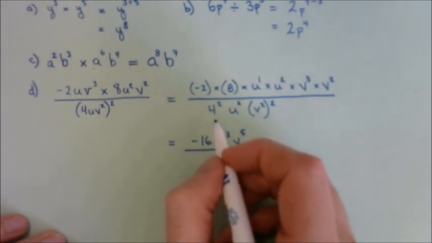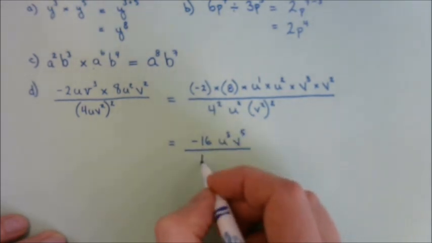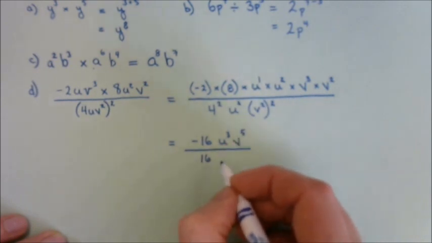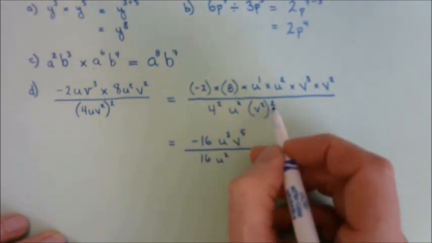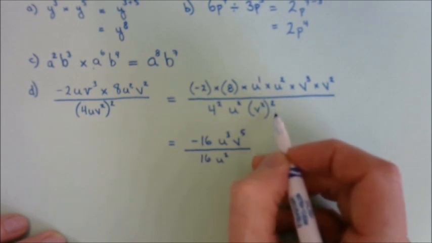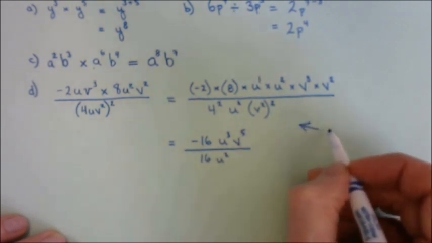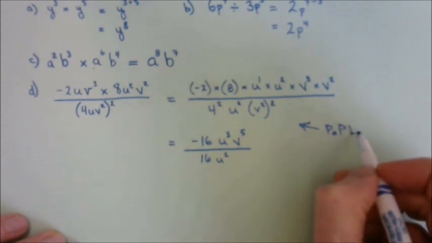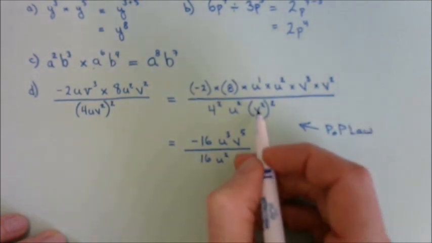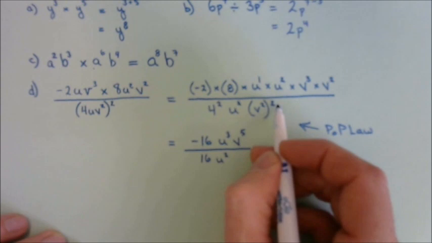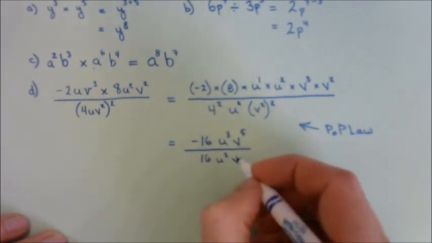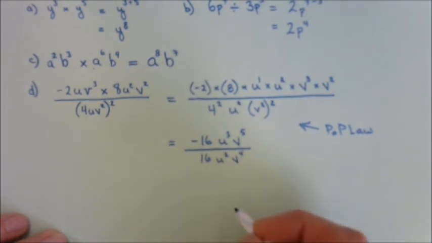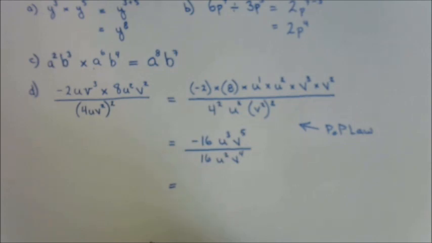In our denominator, we'll simplify this as well. 4 squared is 16. u squared can just stay u squared. And v to the power of 2 to the power of 2. Here we get to apply our power of powers law. That's going to say that we multiply our exponents together as long as we have the same base. So we're going to have v to the power of 2 times 2, which is v to the power of 4.